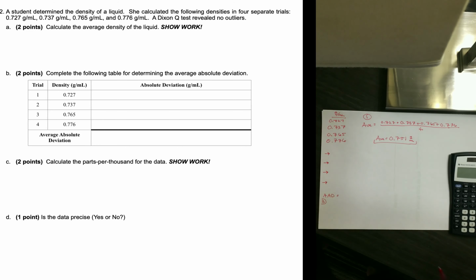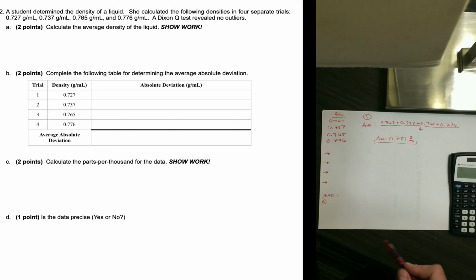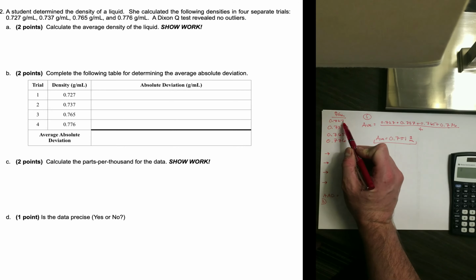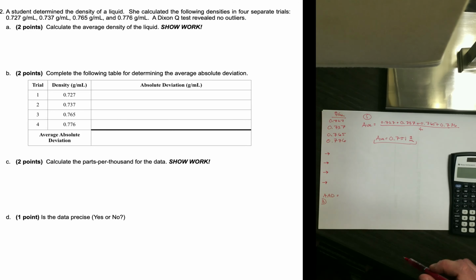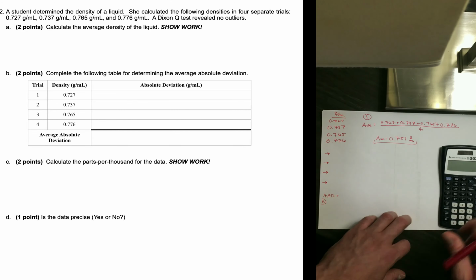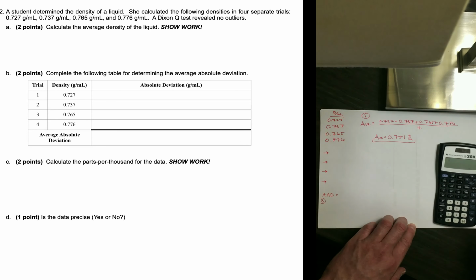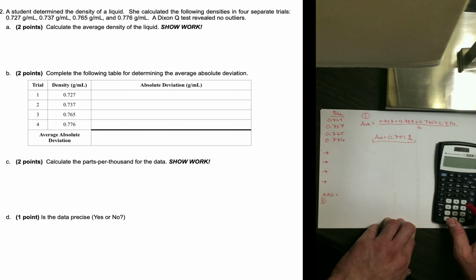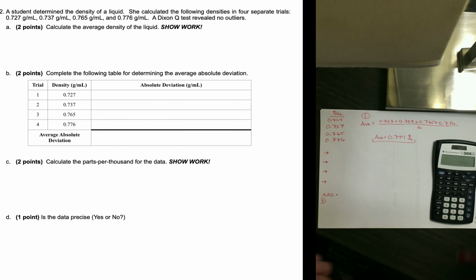The next thing that I have to do is calculate the absolute deviation of each of these. The way that I calculate the absolute deviation is I take each individual data point and then I subtract the average that I just calculated. Now in some cases that may come out negative, but since it's the absolute deviation, I just take the positive value of that. So I'm going to have an absolute deviation for all 4 of my data points. The first absolute deviation would be calculated as 0.727 minus the average, 0.751. Now when I do this, I get a negative value, which is negative 0.024. However, I'm just going to take the positive of that.